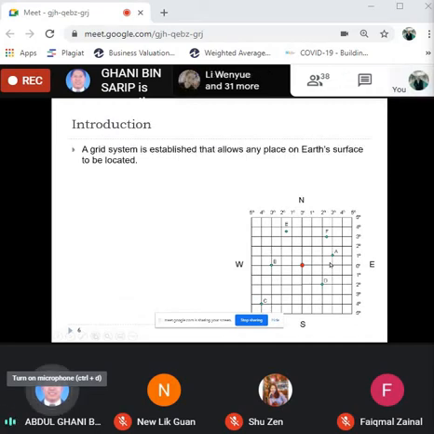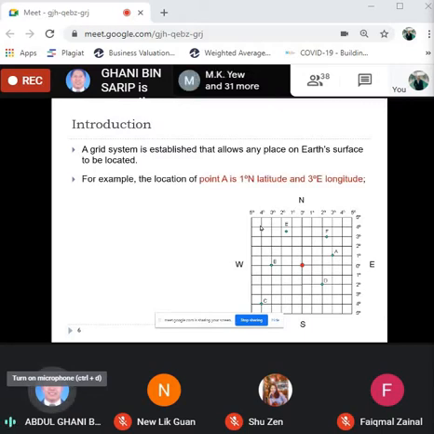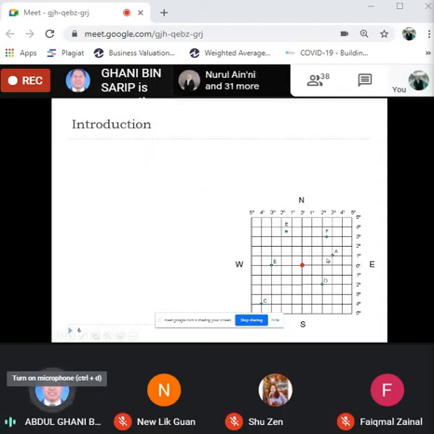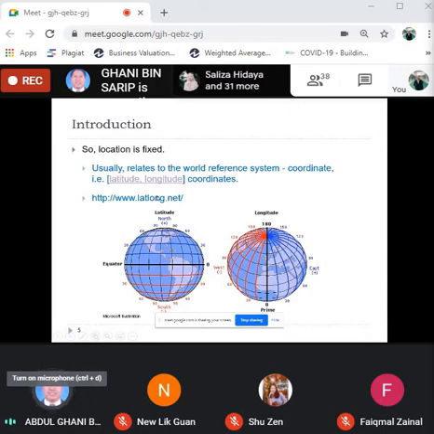So basically, a grid system is established that allows any place on Earth's surface to be located. For example, the location of point A is here, and we can inform that point A is 1 degree north latitude, and 3 degrees east longitude, based on what we call latitude and longitude.